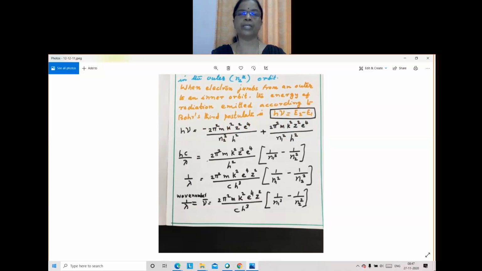h nu equal to E2. We have already got the equation for the total energy: minus 2 pi square m k square Z square e raised to 4 by N2 square h square. Minus, again minus comes because the total energy is negative, so minus becomes plus: 2 pi square m k square Z square e raised to 4 by N1 square h square. All the other factors are the same, so you can take them as a common factor: 1 by N1 square minus 1 by N2 square.